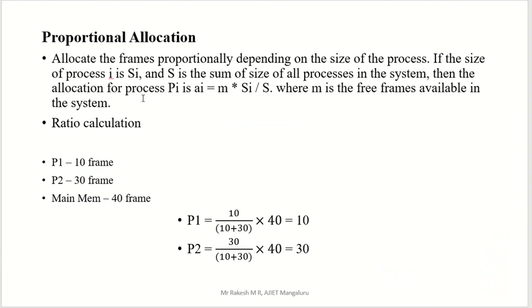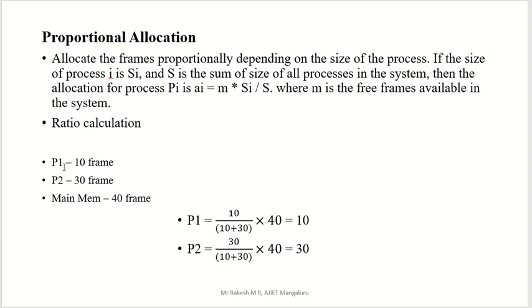The second one is the proportional allocation method. This is a frame allocation method. Okay, proportional allocation method: allocate frames proportionally. I will go for an example directly. It is a ratio calculation. You know how to calculate ratios, right? So we will go for one example.